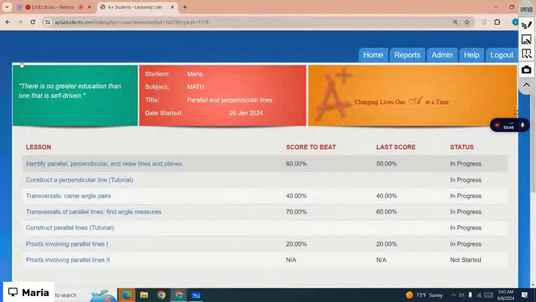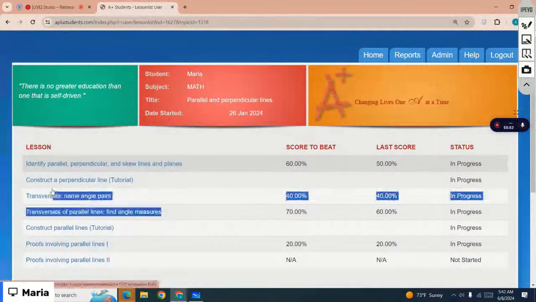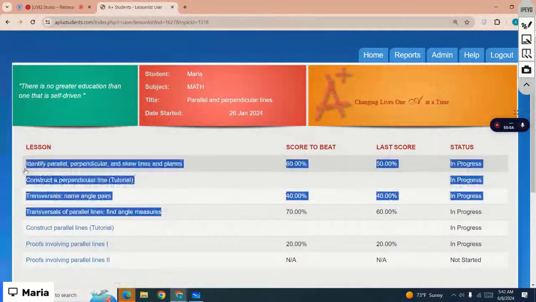We were working on grade 10 math. The chapter we were working on is parallel and perpendicular lines, and the lessons we have covered today are identify parallel, perpendicular, and skew lines and planes. Then transversals, name angle pairs. Then transversals of parallel lines, find angle measures.